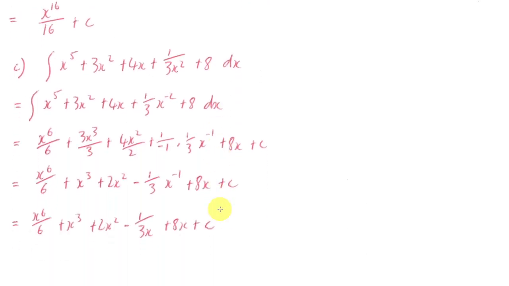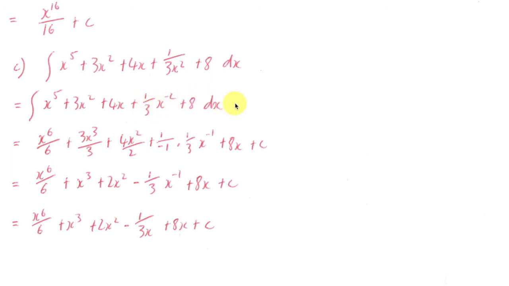Question C. Fairly long-winded, but our first move is to make sure that it's in a format that we can work out the antiderivative. So our problem is here. We've got 1 over 3x squared. So I'm going to see that as being 1/3 x to the power of negative 2. So I'm going to bring up the x and then change the sign. So we've got the 1/3 x to the power of negative 2.